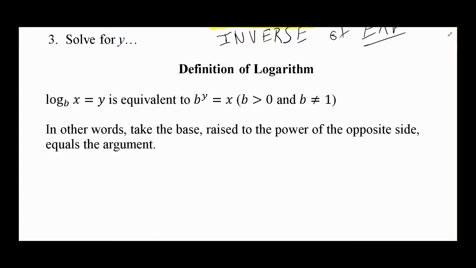And if we want to rewrite that without a logarithm, we take the base of that logarithm, we raise it to the power of the opposite side, and that's going to be equal to the argument. That's the definition of what a logarithm is. It's how we can take a logarithm and rewrite it as an exponential.